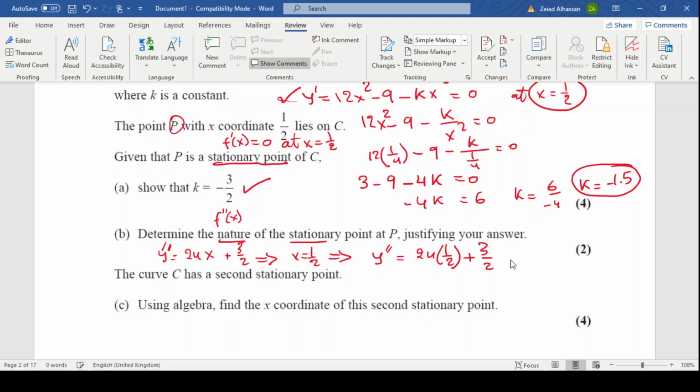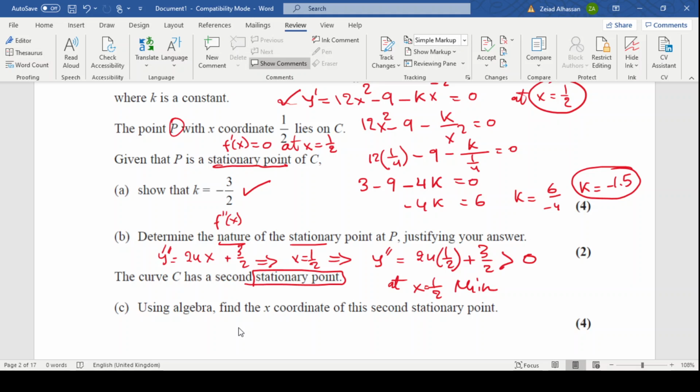The curve C has a second stationary point. Means there is a second stationary point. Using algebra to find the value of x of this second stationary point. Means we have two stationary points. So let's go back to the y prime. Y prime is equal to 12x squared minus 9 minus 3 over 2 x power negative 2. Okay, that's your first differentiation.